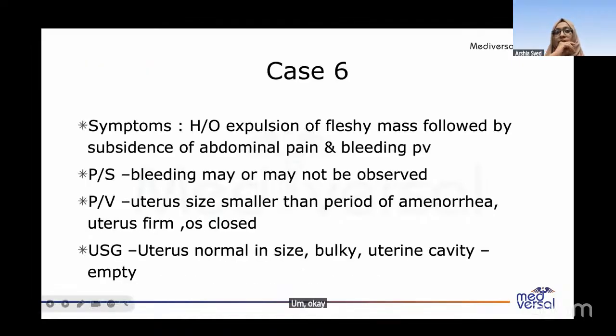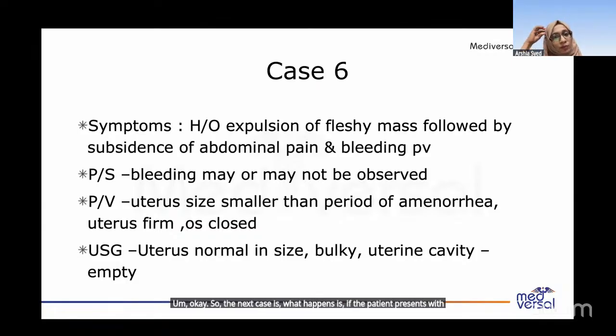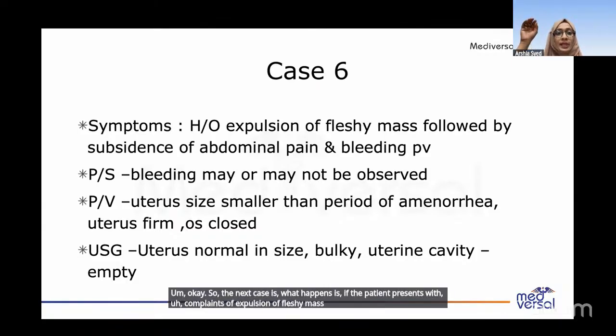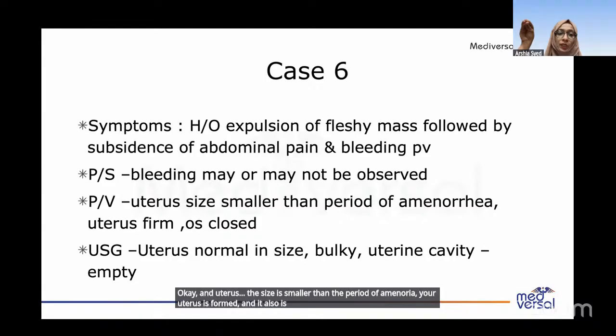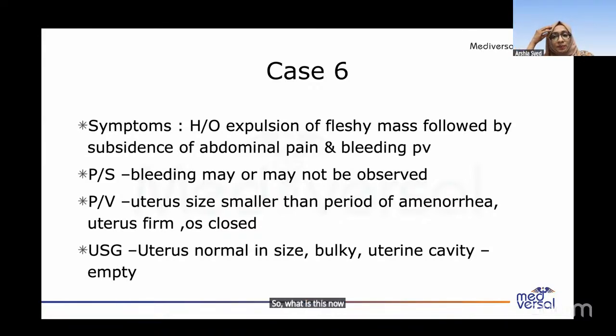So the next case is where the patient presents with complaints of expulsion of a fleshy mass followed by subsidence of abdominal pain and bleeding PV. Here also, on per speculum examination, bleeding may or may not be observed. The uterus size is smaller than the period of amenorrhea, the uterus is firm and the os is closed. Ultrasound shows a normal size uterus or a bulky uterus, and the uterine cavity is empty. So what is this now?